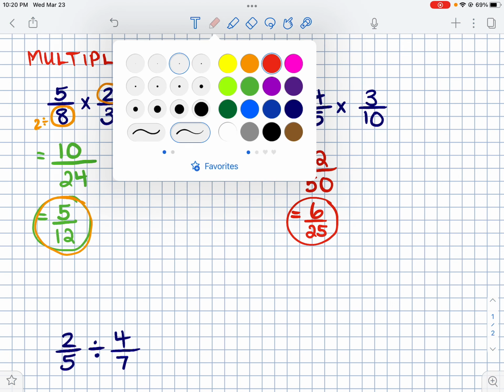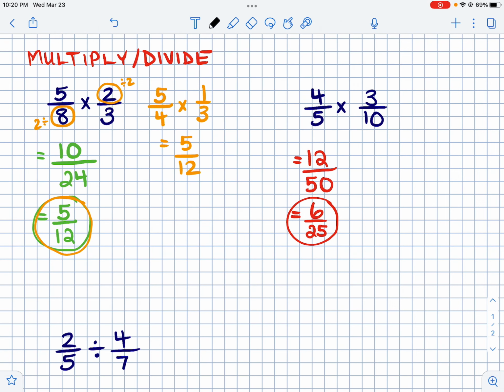But if I wanted to, I noticed that the 4 and the 10 are both divisible by 2. So I could divide that by 2, divide that by 2. And then I end up getting 2 times 3, which is 6, and 5 times 5, which is 25. So I get the same answer, just a different way to do it. Okay, so that's how you multiply fractions, just straight across.